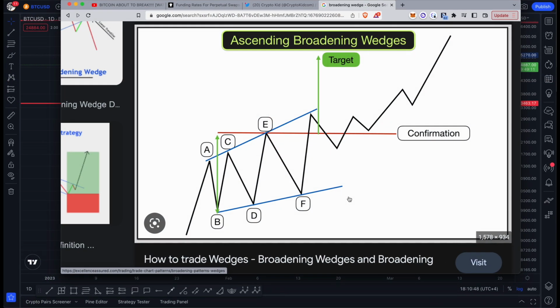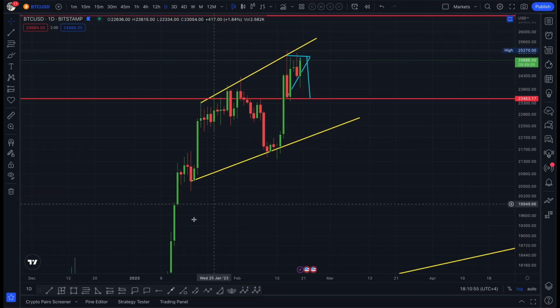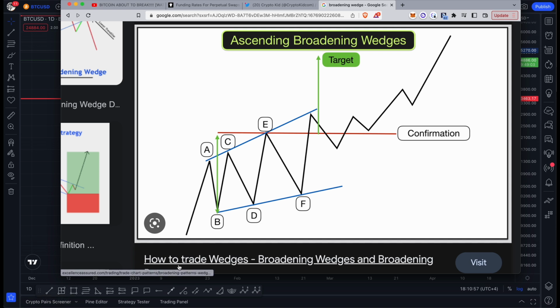Okay, so what we can see, as you saw, is an ascending broadening wedge. Let me show that once more so you can see that comparison. So we've got that broadening wedge, and ascending broadening wedges do usually break towards the upside, but it does take a longer time for us to see that confirmation compared to other patterns that we see usually.